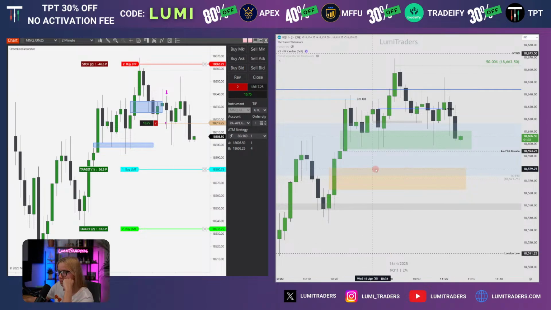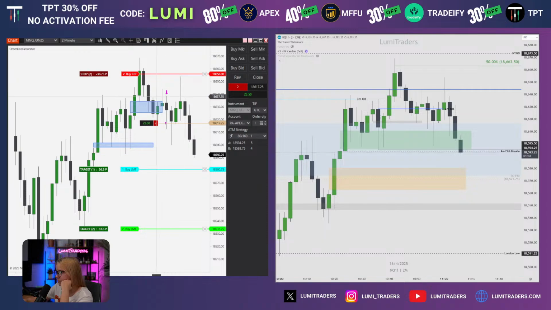Once we break this level right here, it's game over for bulls. I mean, for short-term bulls. We need to break this low. Flat candle taken on the 3-minute chart.